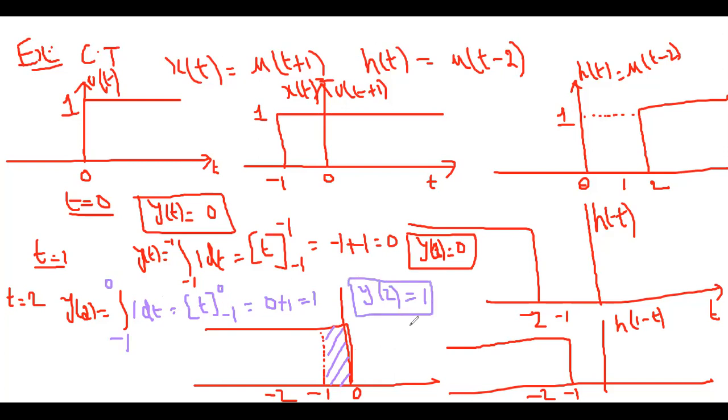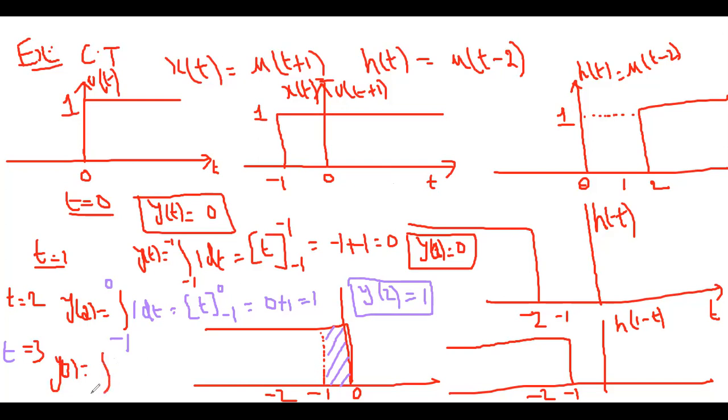y of 2 is equal to 1. Again, you can shift towards the right side. And t is equal to 2, t is equal to 3. What is the y of 3 now? y of 3 is equal to, it is shifting towards the 1. So what is the value? Minus 1 to 3, minus 1 to 1.